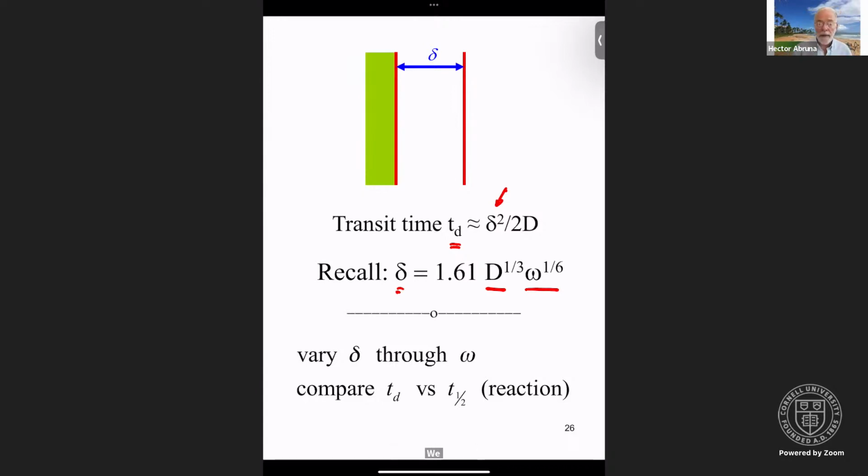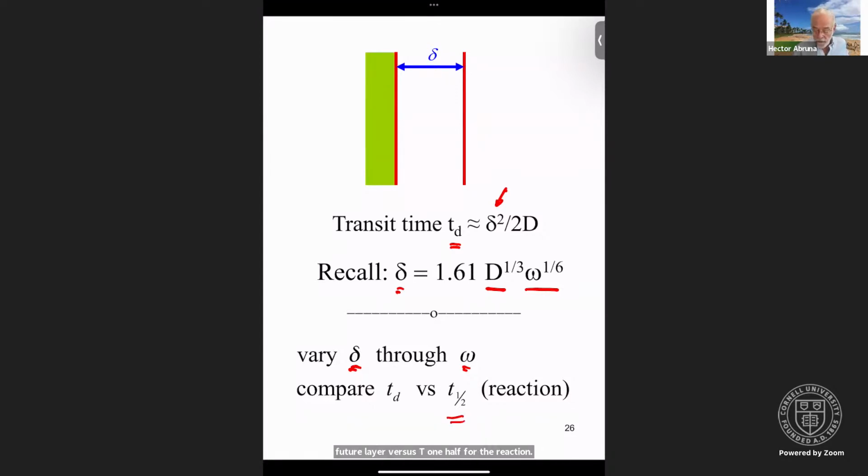we rotate the electrode, basically we compress the Nernst diffusion layer. And so we can vary the thickness of delta here by varying the rate of rotation. And the idea is to compare the transit time, how long does it take to leave the Nernst diffusion layer, versus t1/2 for the reaction.